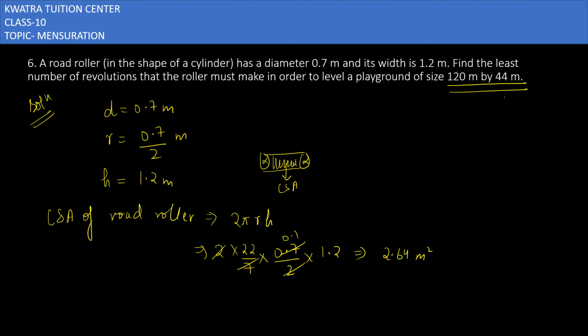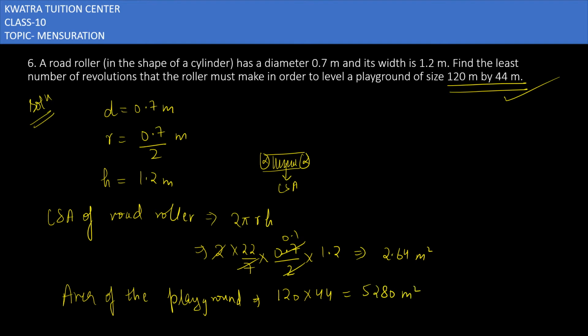And one more thing you have to do is you have to find the area of the playground. Why we have to find the area of playground? That will help us in finding the number of revolutions a roller must make. So it will be 120 into 44 is equal to 5280 meters square.